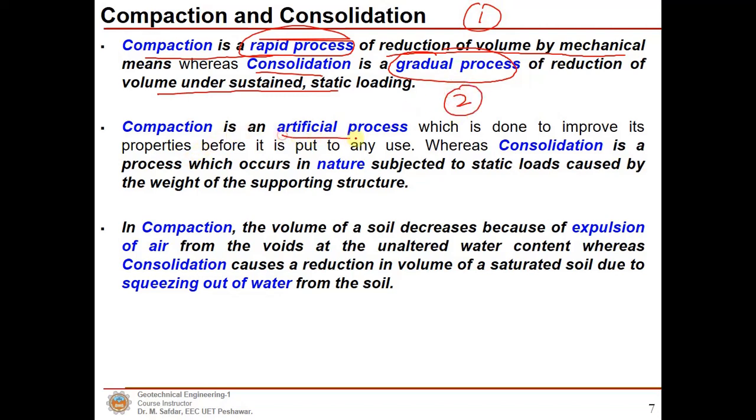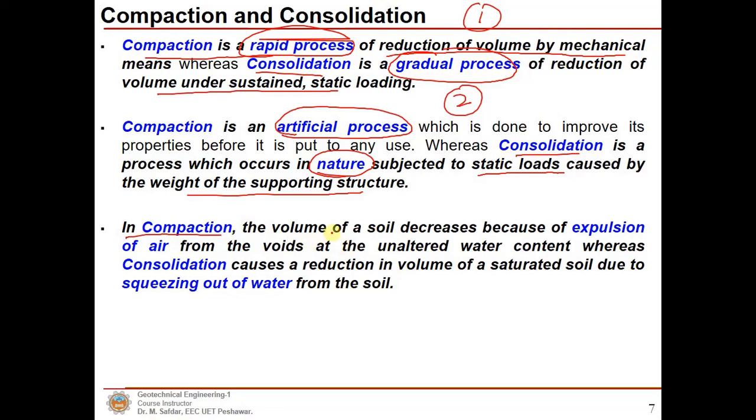Compaction is an artificial process which is done to improve its properties before it is put to end use, whereas consolidation is a process which occurs in nature, subjected to static loads caused by the weight of the supporting structure, or even due to the weight of itself, weight of those particles.